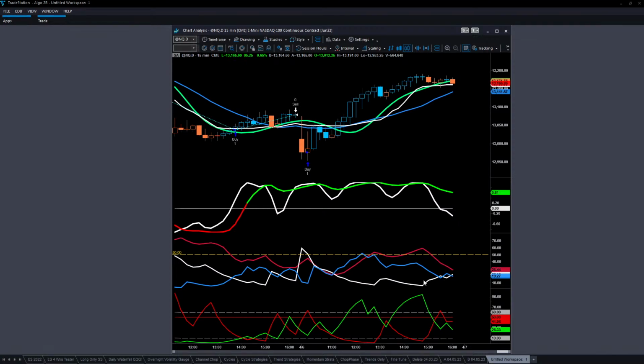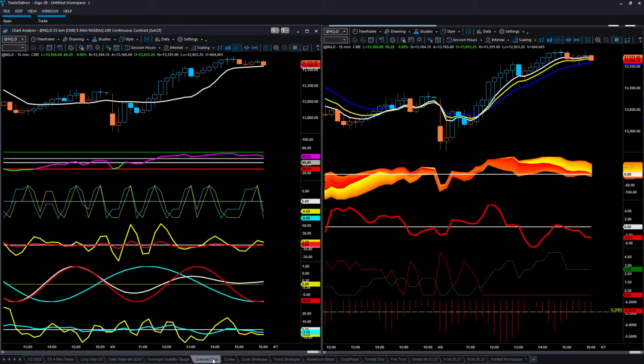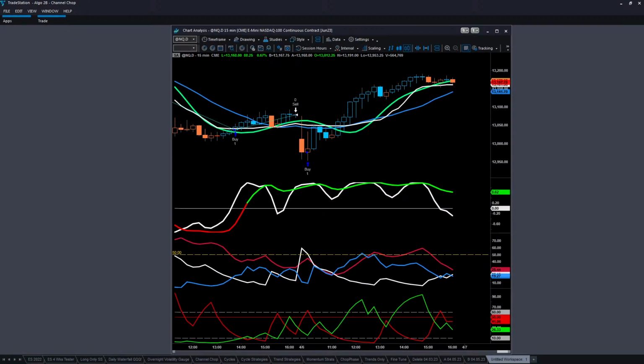Yeah, this is nothing but noise right here, and you're in a chop zone right here. Look at that, absolute chop zone. There's nothing there, so I'm taking this trade off, and I'm going to take the rest of the day off right now. There's nothing there. There's just nothing but chop.